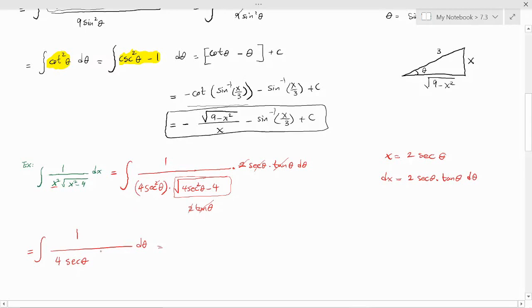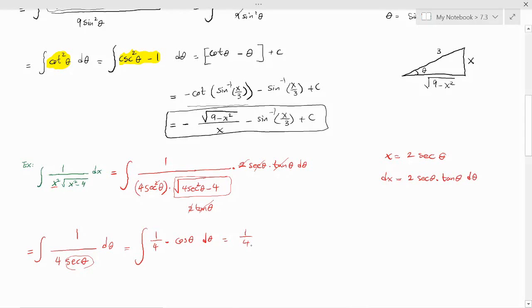It may not look easy to see at the moment, but if you change it back to sine and cosine, what is 1 divided by secant? Secant is 1 over cosine. So 1 divided by 1 over cosine is simply cosine. So this would be simply 1/4 times cosine theta d theta. And you can integrate that. What is the integral of cosine theta? It's simply sine theta. So you will get 1/4 sine theta.